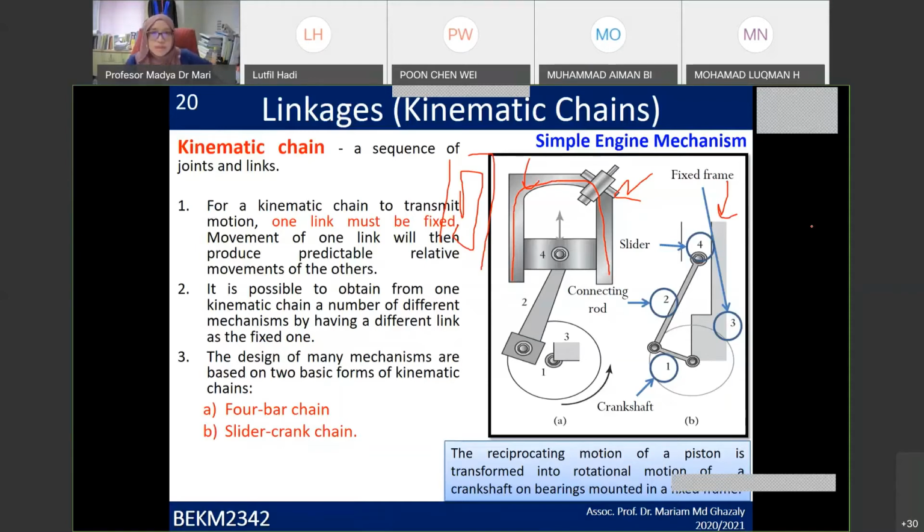Have you taken AutoCAD? Yes? So if you are taking AutoCAD, I'm sure you can imagine this diagram perfectly, yeah? Because in AutoCAD, you have to understand the front view, the side view, the top view, the 3D view, right? So this is where you are going to apply that knowledge or skill of AutoCAD into this subject.